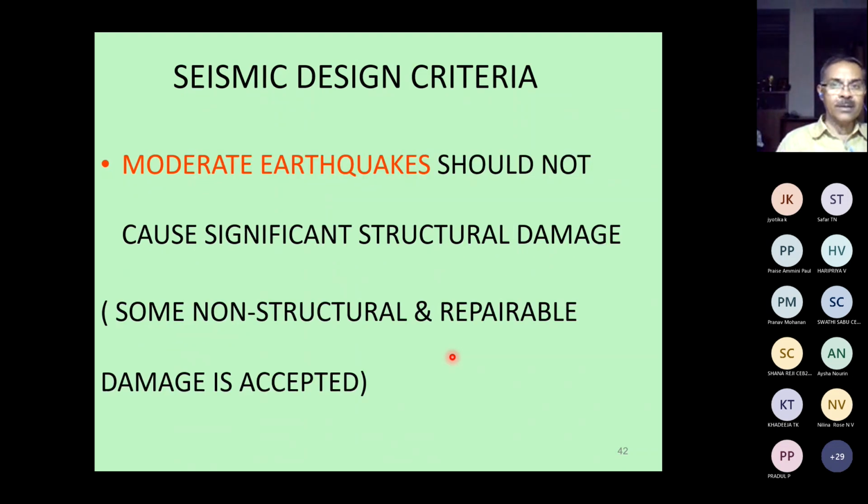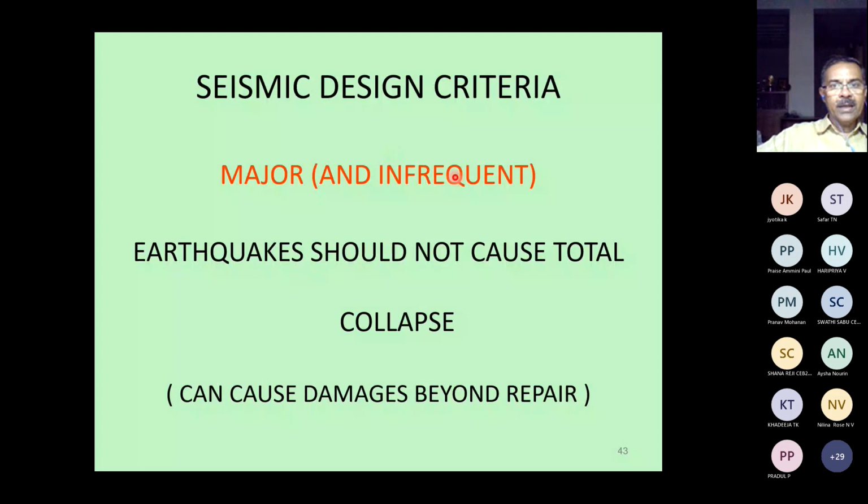There can be a moderate earthquake, which can be felt in the daytime, but should not cause significant structural damage. They can cause some non-structural and repairable damage, like window glass being broken and things like that, but not structural damage. And then comes a major and infrequent earthquake. This is not expected to happen more than once in the lifetime of a structure. And that even is a rare event, like the one that happened in Turkey recently. It is not expected to happen every day. It can happen only once in the lifetime of a structure.